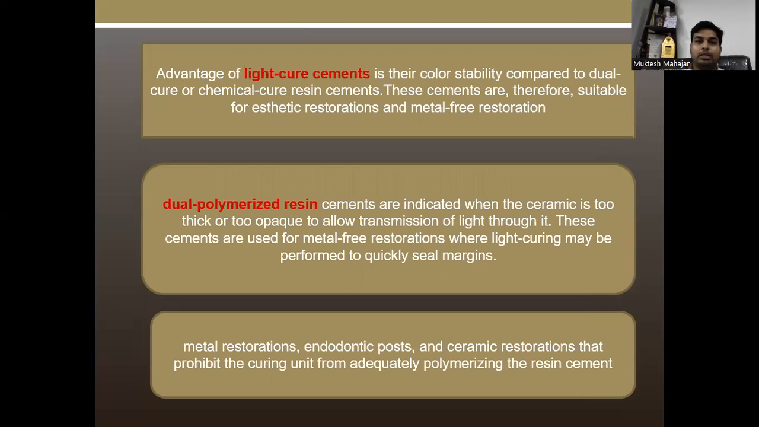The advantage of light cure cement is its color stability compared to dual cure and chemical cure resin cements. These cements are therefore suitable for aesthetic restorations and metal-free restorations. Dual polymerized resin cements are indicated when the ceramic is too thick or too opaque to allow transmission of light through it. These cements are used for metal-free restorations where light curing may be performed to quickly seal margins, and for metal restorations, enrolled posts and ceramic restorations that prohibit the curing light from adequately polymerizing the resin cements.